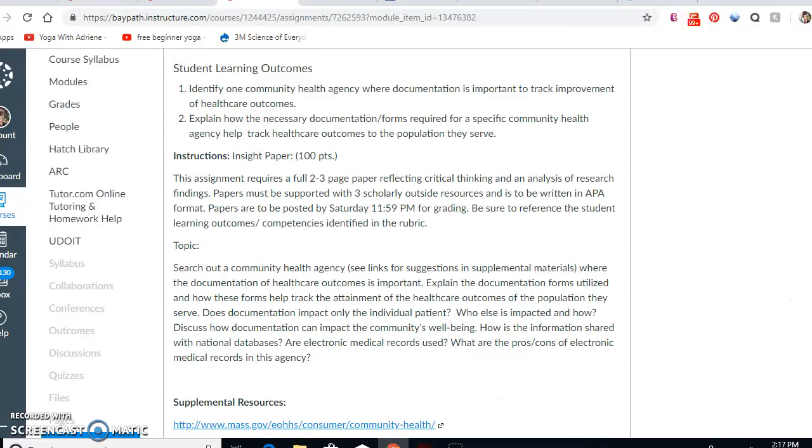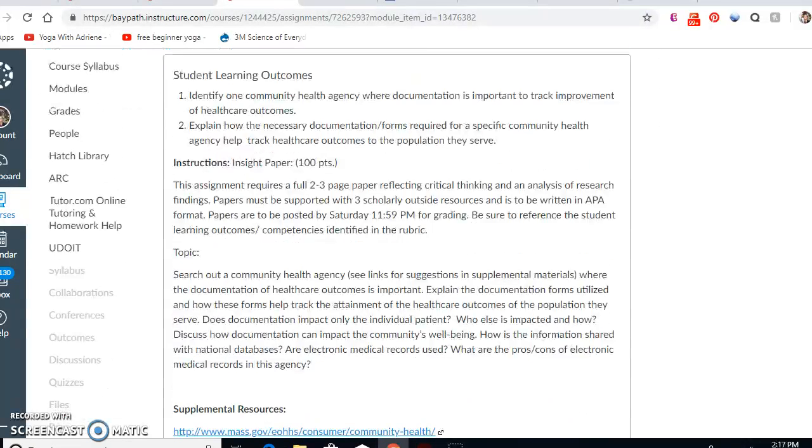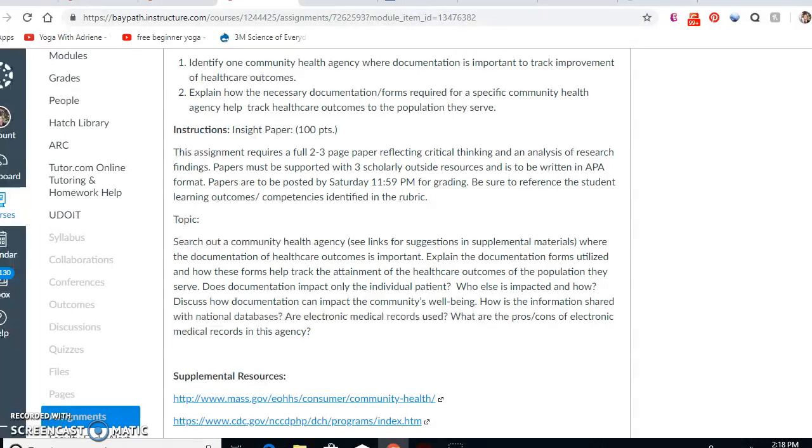So this week, you're also going to have a written paper, pretty much for every week you will. And this week, we're going to talk about documentation and health outcomes. So first, you're going to choose an agency, a health agency, where documentation is important. And if you don't have anything come to mind right away, don't forget you can always go on to government websites like the CDC or Healthy People 2020-2030 and get some ideas on what agency you want to use for that. So then you're going to explain how documentation in different forms that are used for tracking healthcare and outcomes and costs are used to track healthcare outcomes to the population they serve.